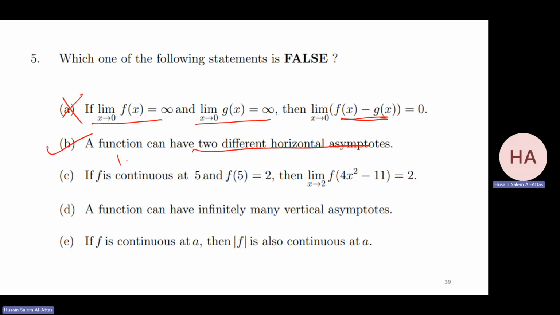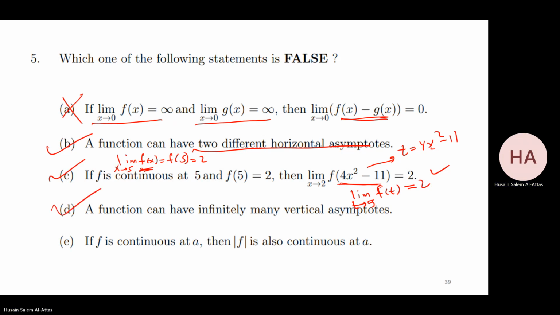If it's continuous, it means the limit as x goes to 5 is equal to f at 5, which is 2. And then this limit equals this. You just need to do some substitution. Let t equal 4x squared minus 11. So that will be limit of f of t as t goes to what? If x goes to 2, I have 4 times 4, 16 minus 11, and t goes to 5. Since the function is continuous, that will be 2, which is this one. So this is correct. A function can have infinitely many, yes.